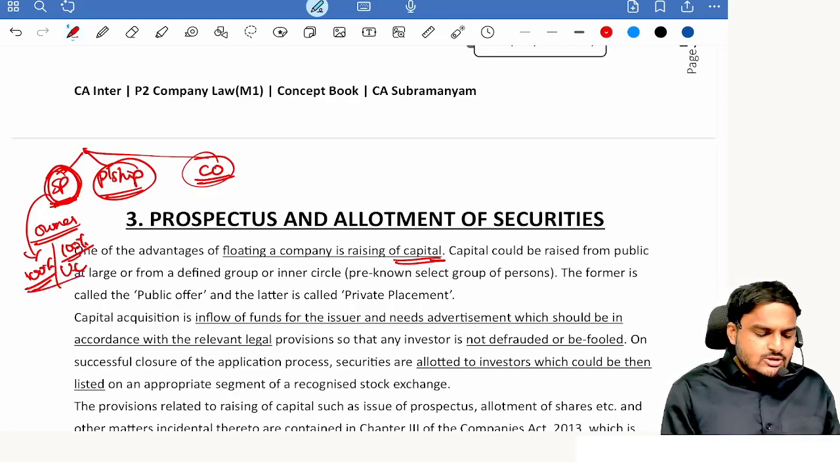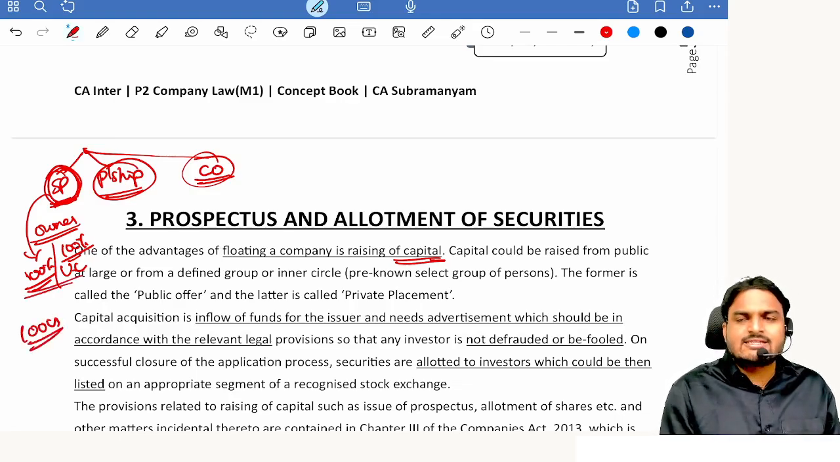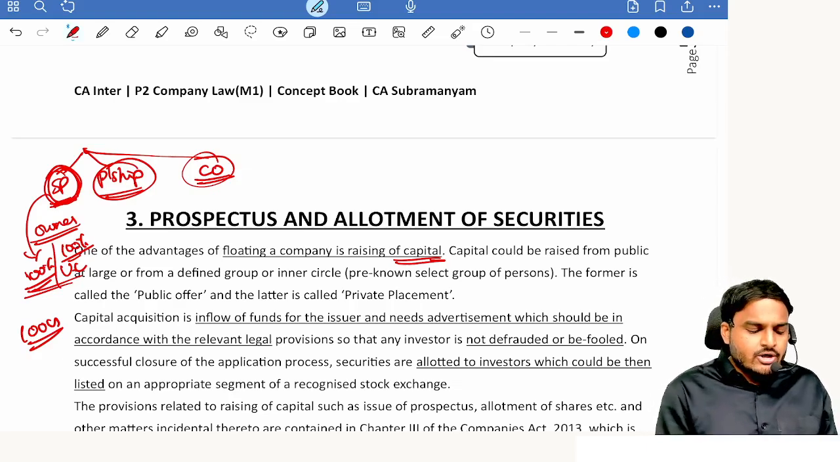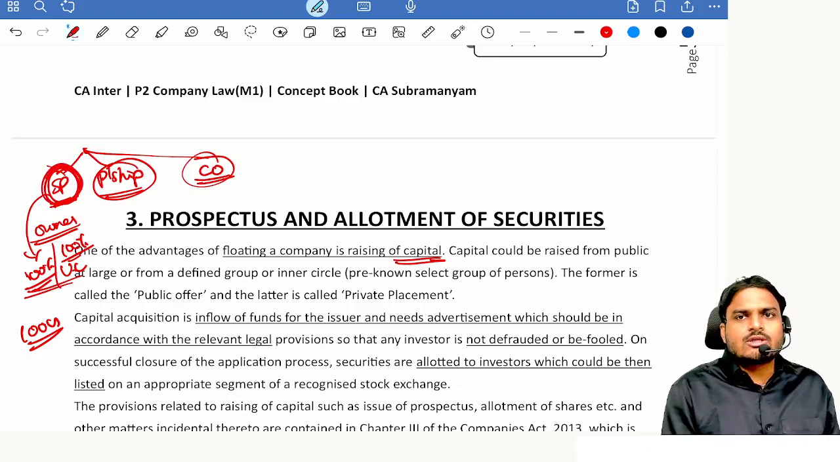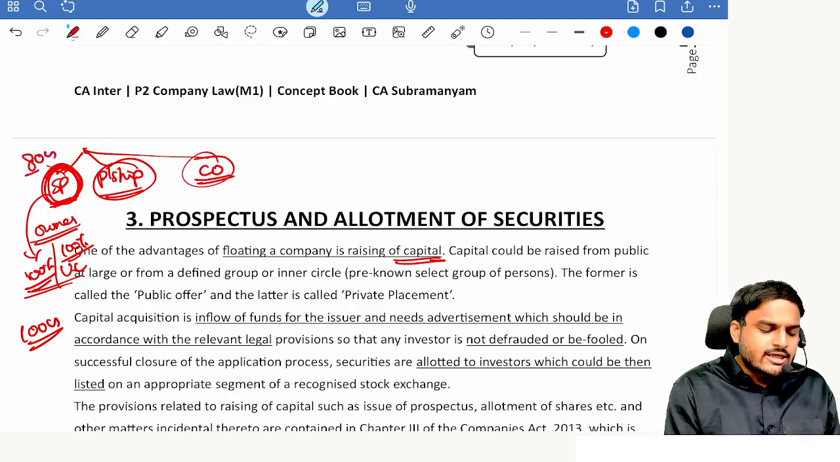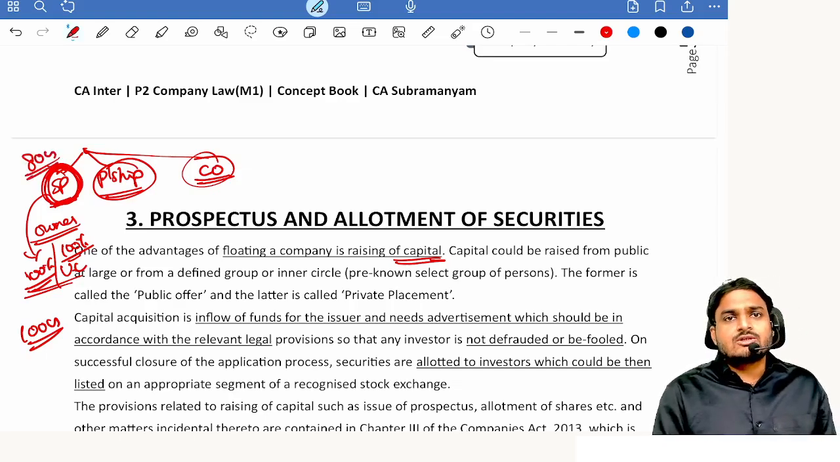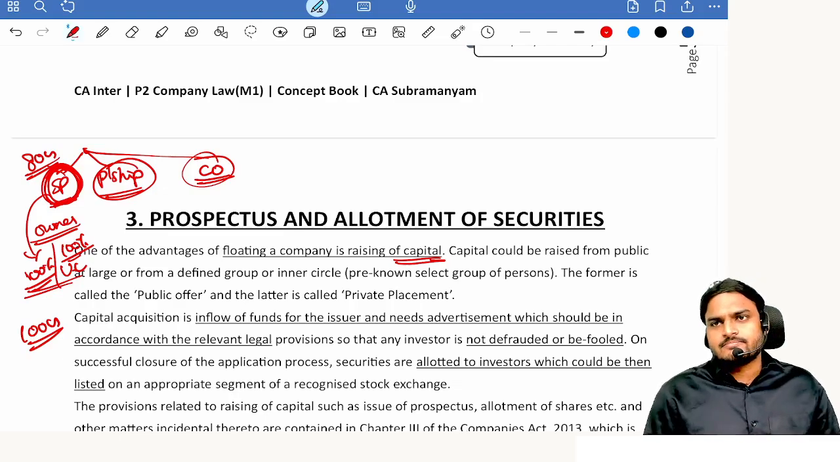Suppose to that business, total 100 crores money is required. How much he can contribute? He can contribute only his net worth. Suppose his net worth is 80 crores. He can contribute only 80 crores. So there is a limitation on capital.